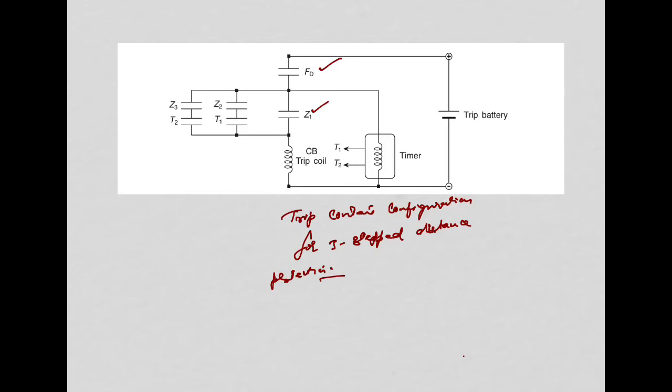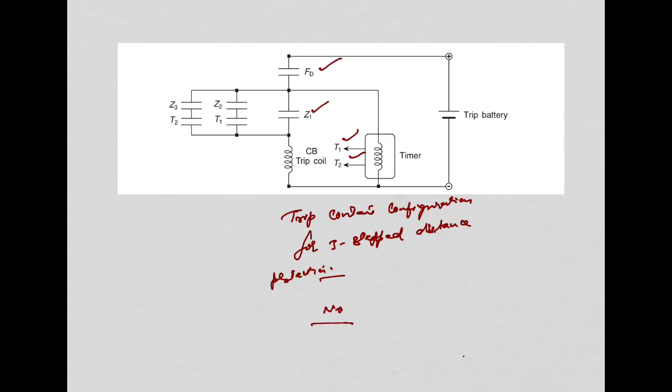Now the fault detector initiates the timer in case it detects the fault within its reach setting. The timer issues two outputs after it gets energized. The first output is after the elapse of time T1, and the second after the time T2. Both these outputs are in the form of the closure of normally open contacts, that is NO.